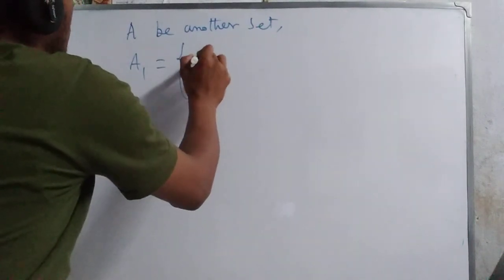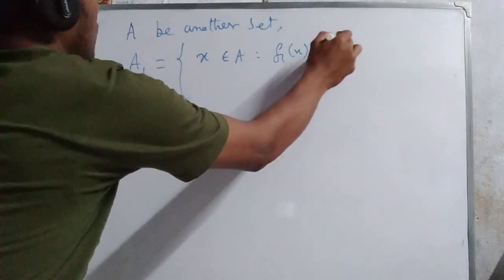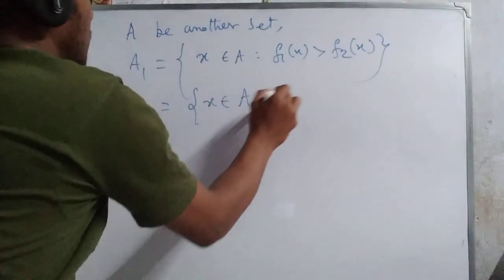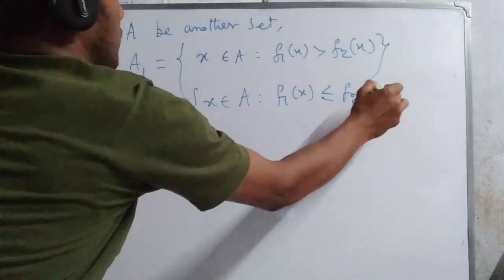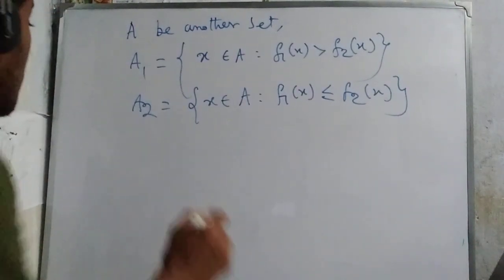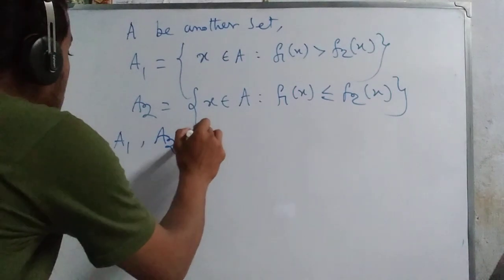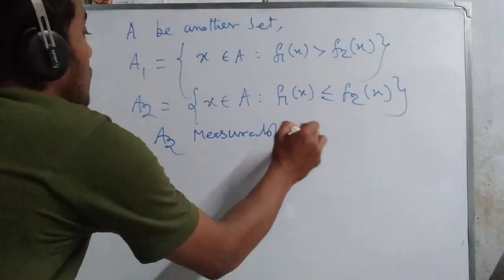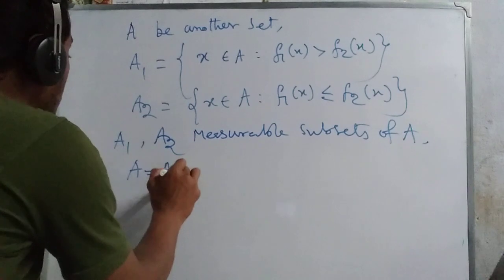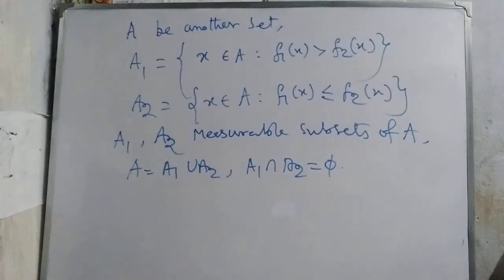Here A1 is the set of x belonging to A such that f1(x) is greater than f2(x), and A2 is the set of x belonging to A such that f1(x) is less than or equal to f2(x). Then A1 and A2 are measurable subsets of A, and A equals A1 union A2 and A1 intersection A2 equals the empty set. That means it is a disjoint union.